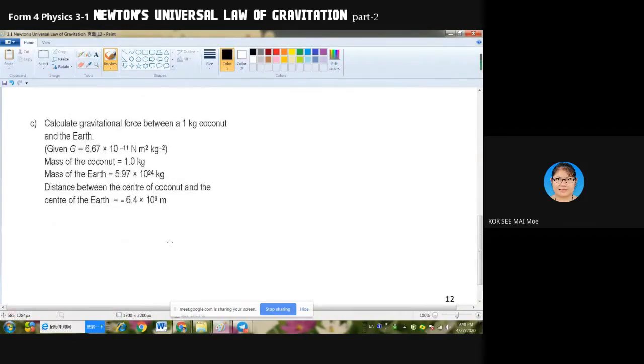Okay, then calculation. Calculate the gravitational force between 1 kg of coconut and also the Earth. Gravitational force means the F. So G, follow Newton. M1, M2, so you find it. M1 is coconut, M2 is the Earth. Then divide by R square, that's the distance between the centers of the coconut and the Earth. So final answer.